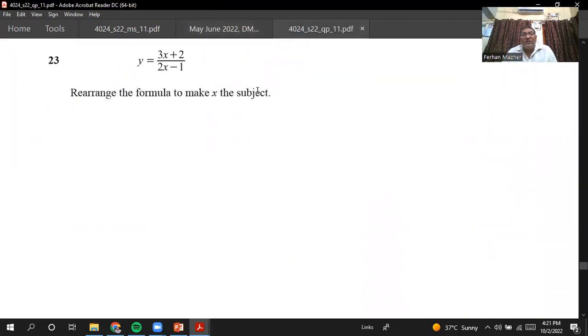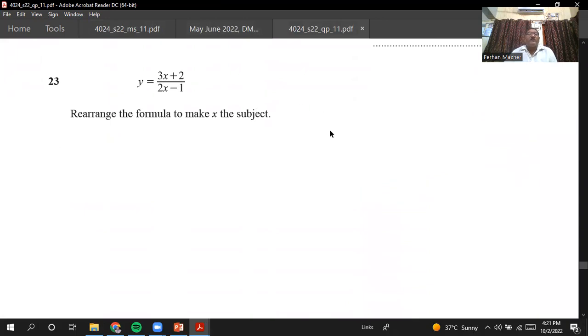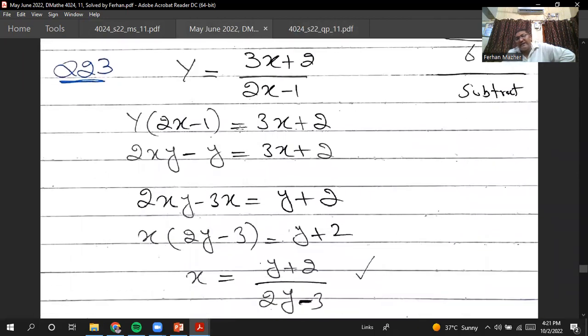Okay, so now it's a 4-mark question. We are going to the next question. That's question number 23. It says y is equal to 3x plus 2 divided by 2x minus 1. He said rearrange the formula to make x the subject. Very simple. The only problem is x is on two places.